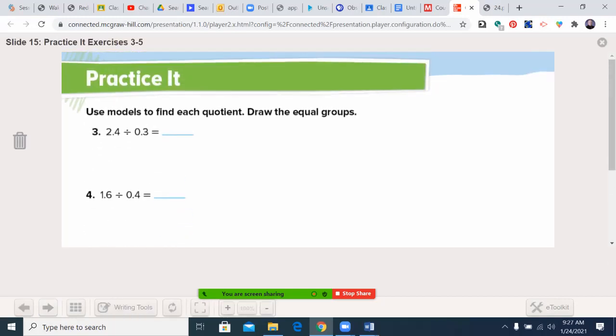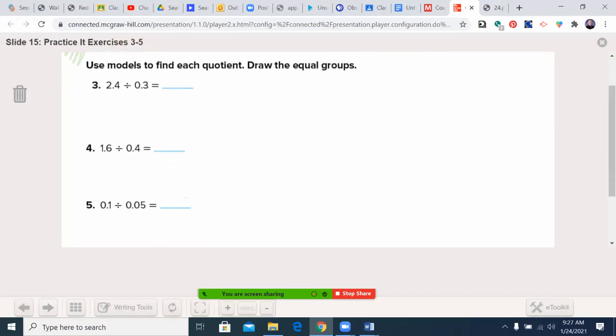All right, you have a couple to practice. You're going to use models. I want you to do numbers 3 and 5. When you do these, you're going to pause the video, and then you're going to solve them, and then you're going to unpause your video and come back to check your answers. Numbers 3 and 5, you may pause the video now.